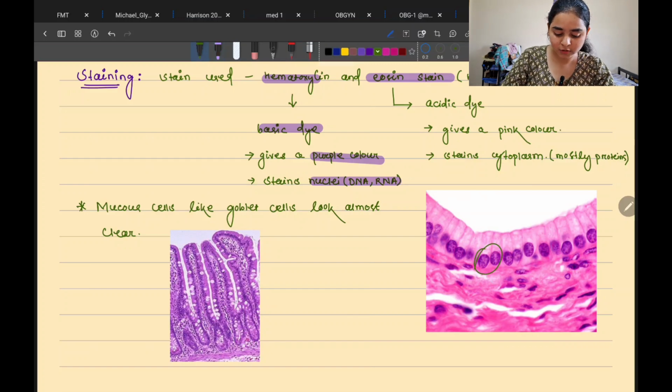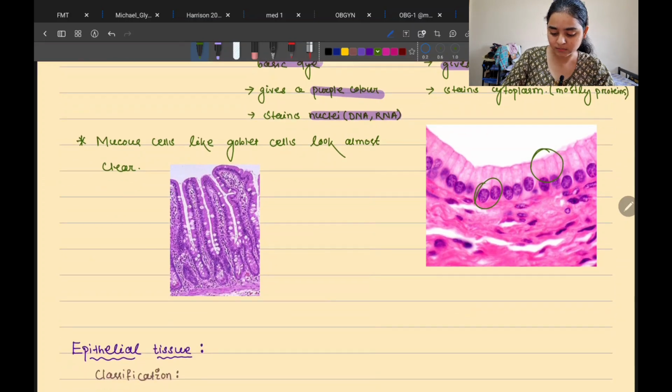And eosin stain is an acidic dye. It gives a pink color. So it stains the cytoplasm, that is mostly the protein part. So here you can see the cytoplasm is perfectly pink and it's looking beautiful. Here this is the epithelial layer, but below you can also see the nucleus is purple and the muscle fibers or cytoplasm is pink color.